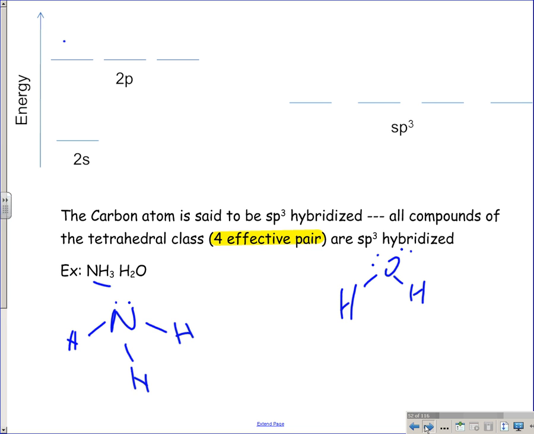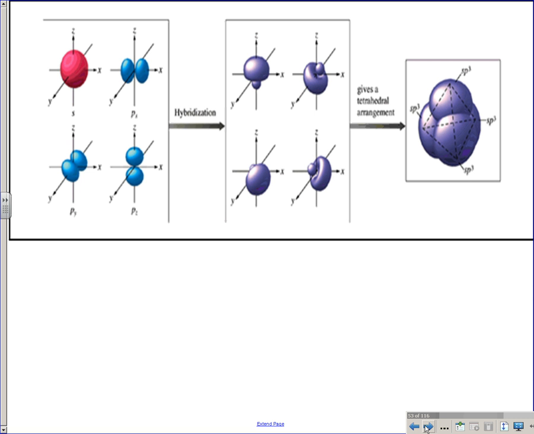Okay. All right, so this is what it looks like on the bigger scale: S, P, P, P, and then there are the little weird looking orbitals, and then they come together, they look like a sphere, which is why we have to draw atoms as spheres.